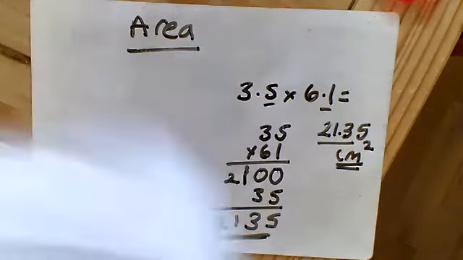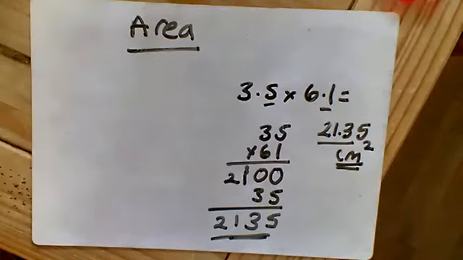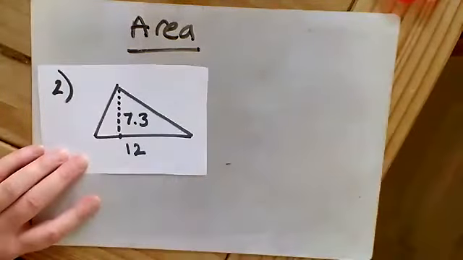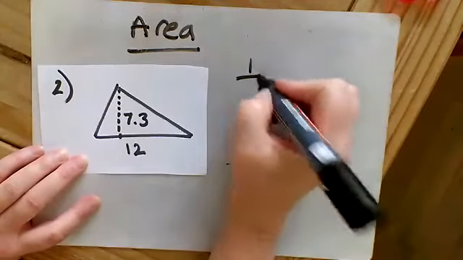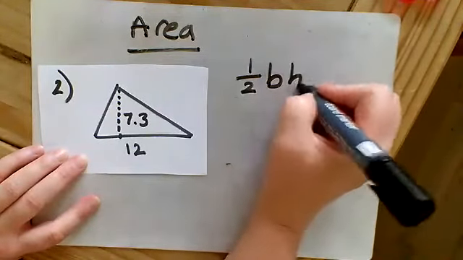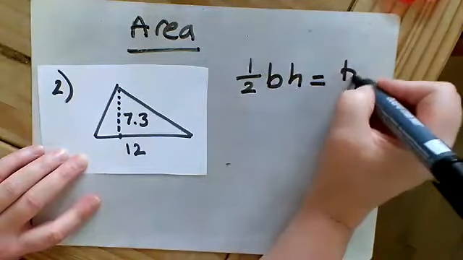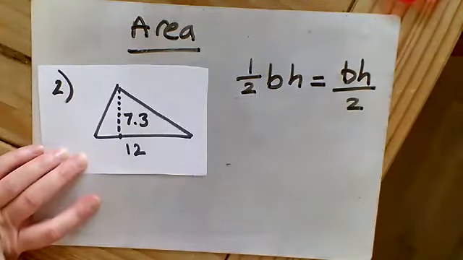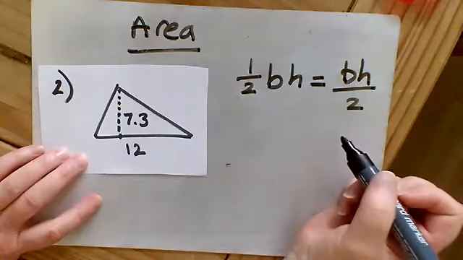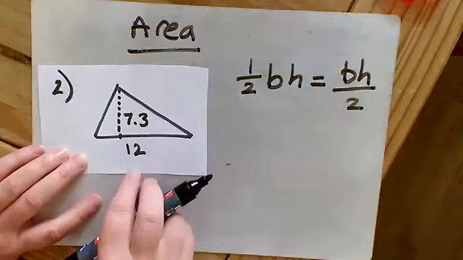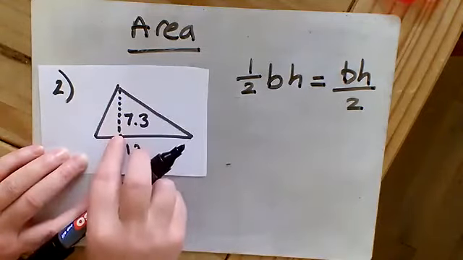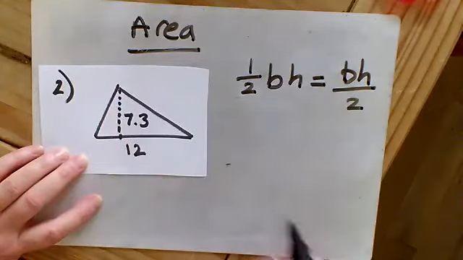Now we're going to move on to look at triangles. Area of a triangle. Area of a triangle is a half base times the height, which is the same as base times height over 2. That's just two of the more familiar ways you'll find the formula written. So the problem we've got here, the base is 12, the height, and this is the perpendicular height, is 7.3.